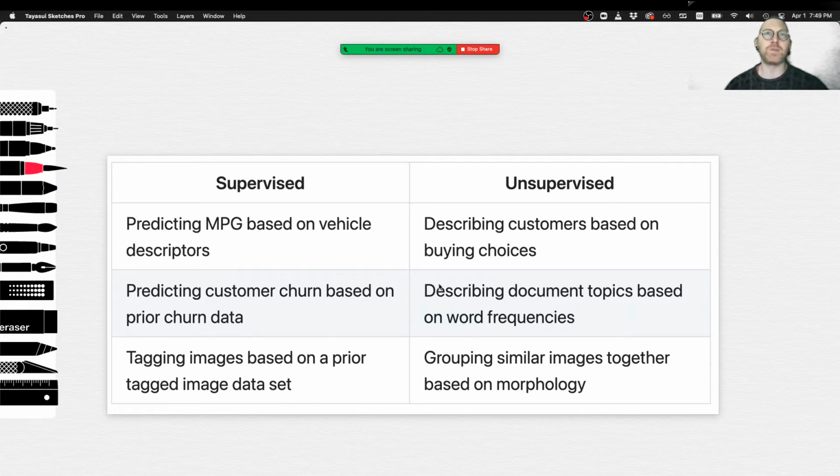Another unsupervised approach might be describing document topics based on word frequencies. I'm working on a project right now that is essentially this, right? Looking at a bunch of different individuals and describing their interests, but describing those individuals in terms of topics of interest, and the topics themselves are keywords in descriptions that they provided. Or grouping similar images together based on the morphology of the image, right? Like how it's composed, the salient features of it, anything like that.